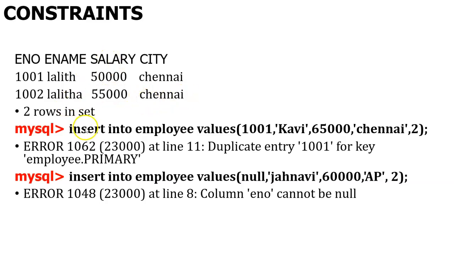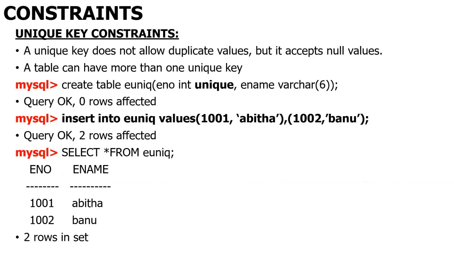Now again, if you want to insert something, like insert into employee values 1001 Kavi, here one error is there. What is that? Duplicate entries. Already there is 1001. Again, if you give 1001, as I said before, it will not accept any duplicates, so it shows an error. The next example is insert into employee values with null. It will also not accept null values. So these things you should avoid when you go for the primary key constraint.